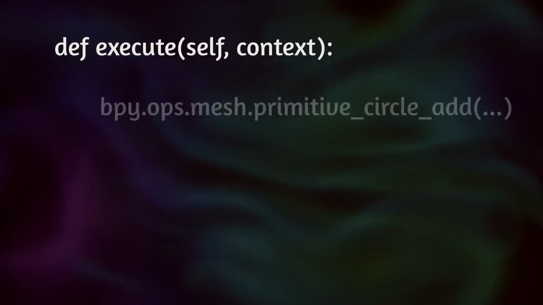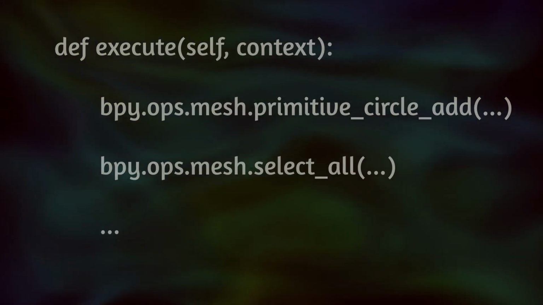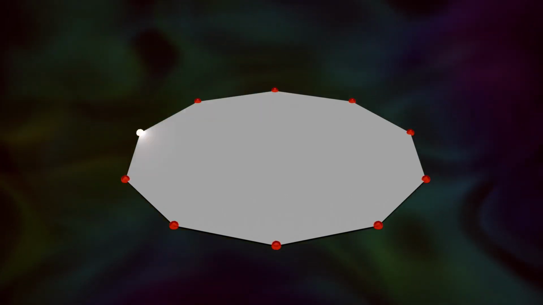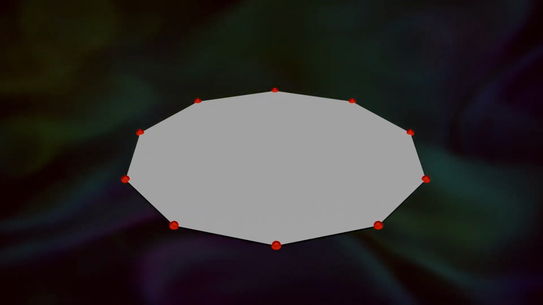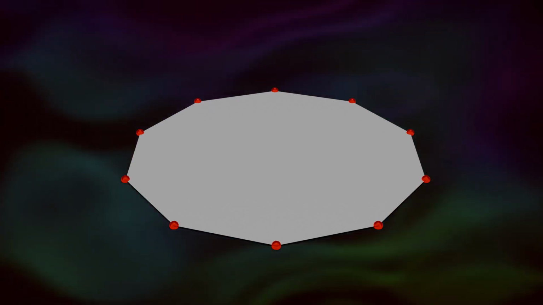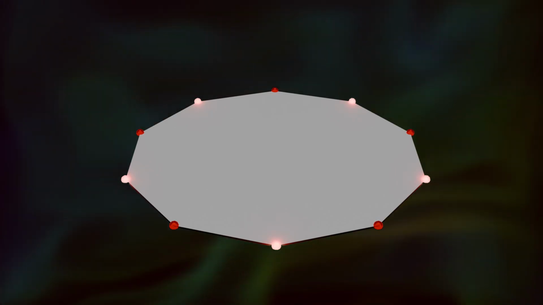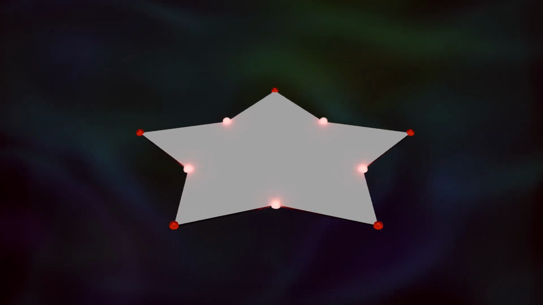Another approach would be to use Blender's many built-in operators. We can call those operators from our own operator, and the sequence of actions would look something like this. We add a primitive circle with twice as many vertices as we need points in our star. Then switch to edit mode, vertex select mode, and then select all vertices. Then we use checker deselect to leave just half of the vertices selected and scale those relative to the star center.